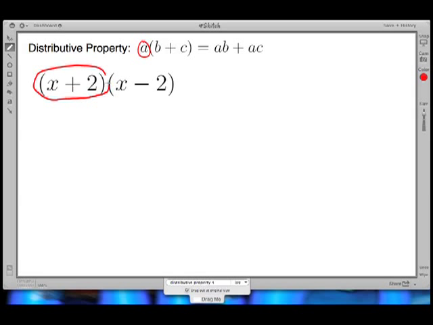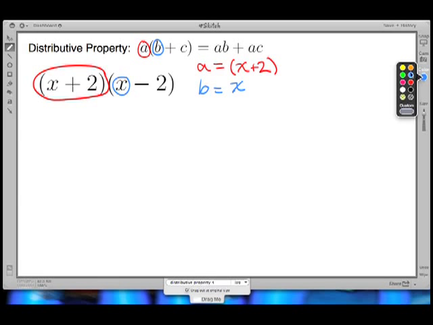So our a equals parentheses x plus 2. Our b is going to be x, and our c is going to be negative 2.